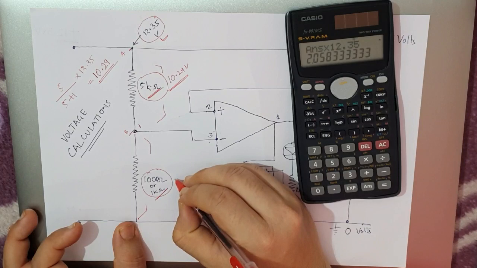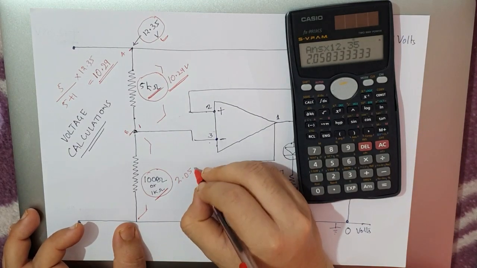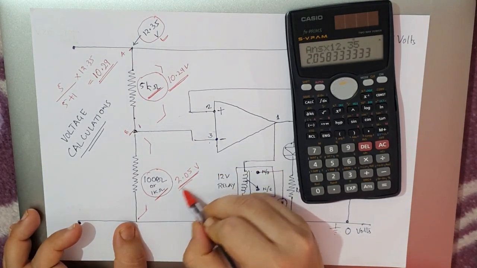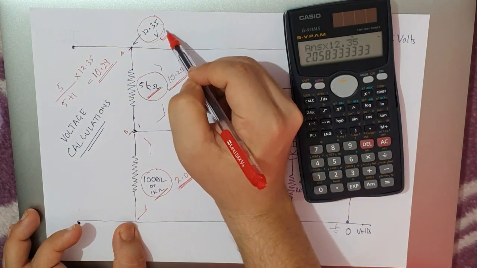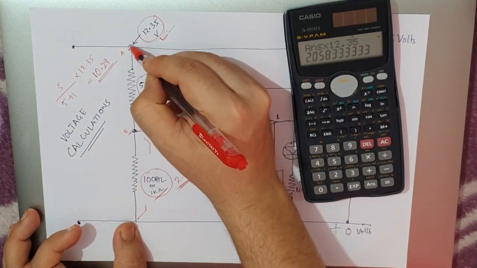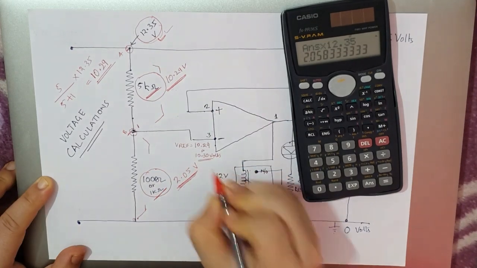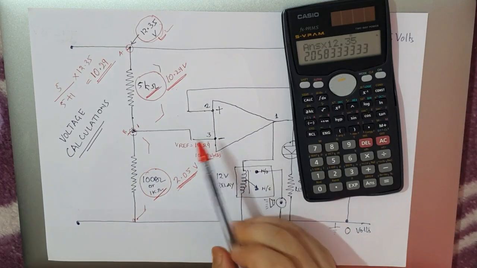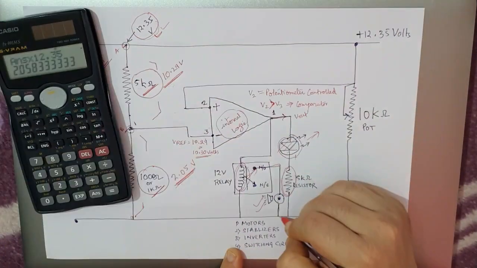Similarly, for the other resistor it would be 2.05 volts. You have to calculate by the same mechanism: 1 by 6 into 12.35 would be 2.05, and if you add this up, it will be 12.35. So the voltage which would come in is 10.29 volts to terminal 3, which is the inverting terminal.